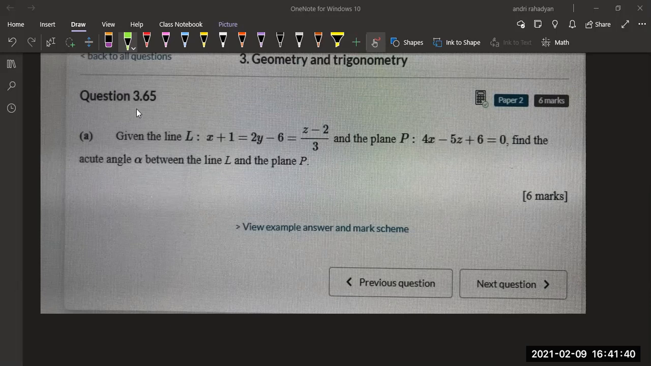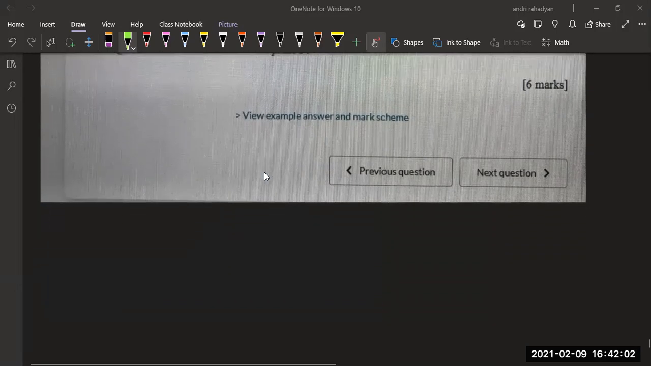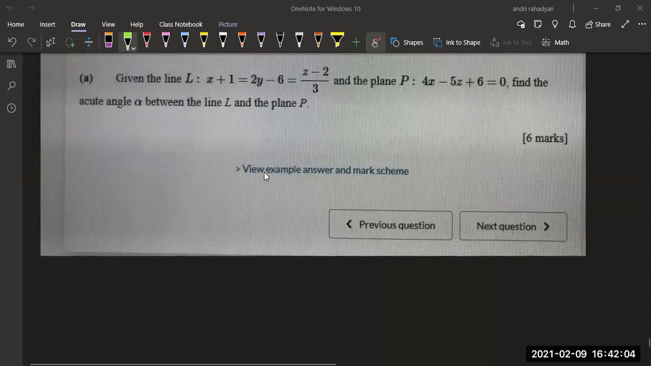This question: given the line L, x plus 1 equals y minus 6 equals z minus 2 over 3, and the plane P, 4x minus 5z plus 6 equals 0. Find the acute angle alpha between the line L and the plane P. The acute angle. Okay.